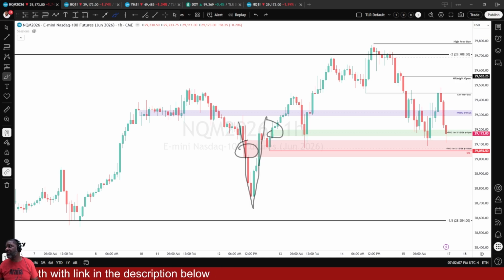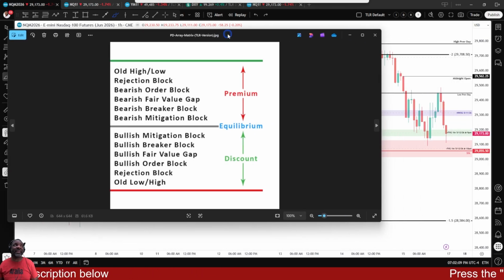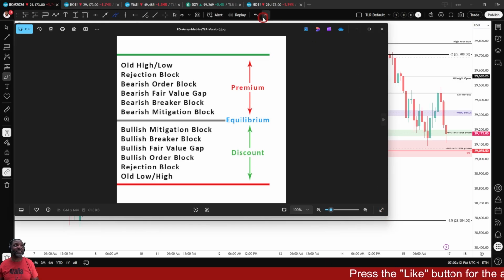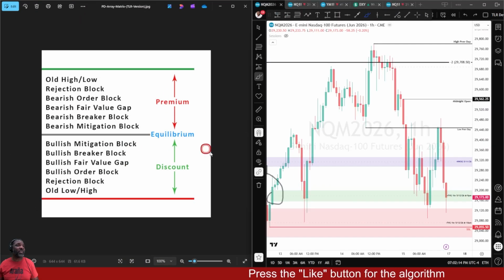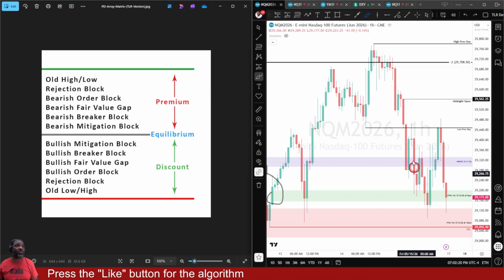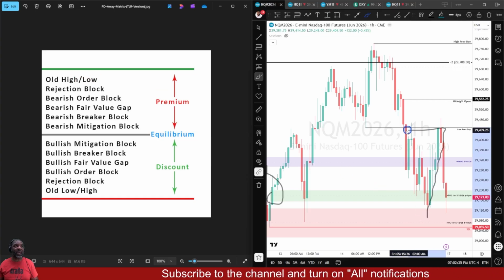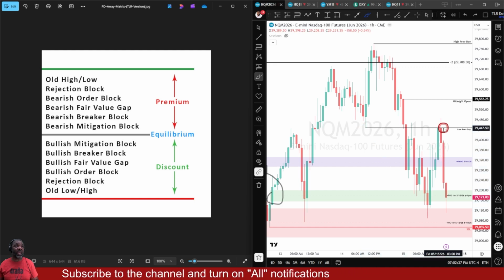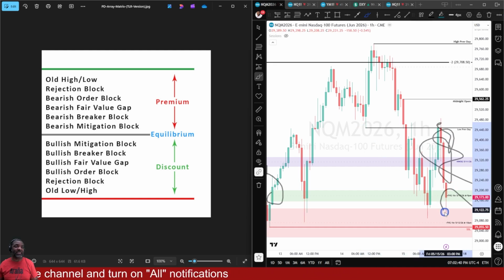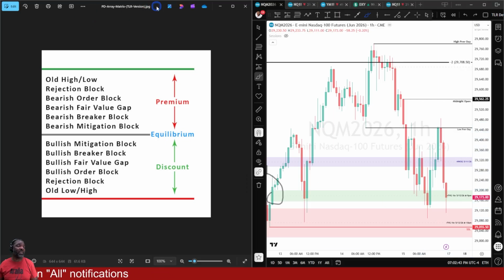We ain't put this up in a long time. Remember our handy dandy PD array matrix? What does that say? When you're in a sell program and you trade back up to a premium, what do we have up here? An old high or low that you're looking to sell off of. When we trade back up here, we trade back up into an old low, and then price drops it like it's hot. Don't forget about the PD array matrix.